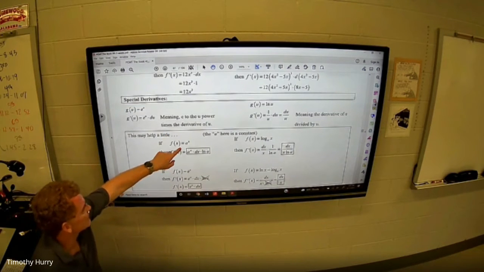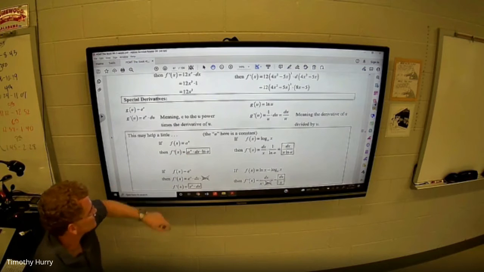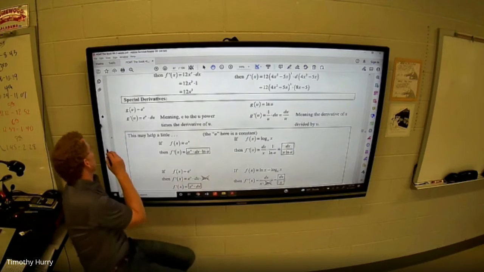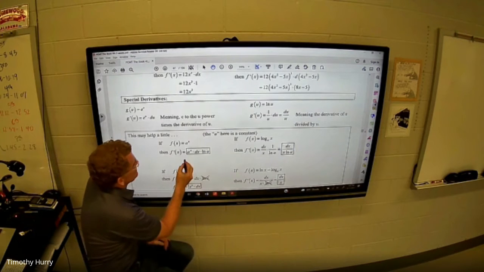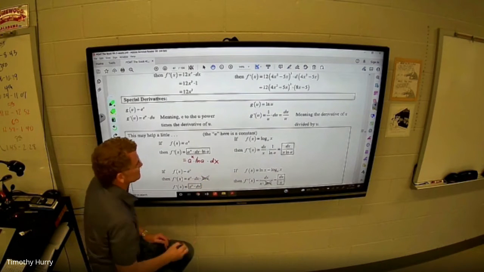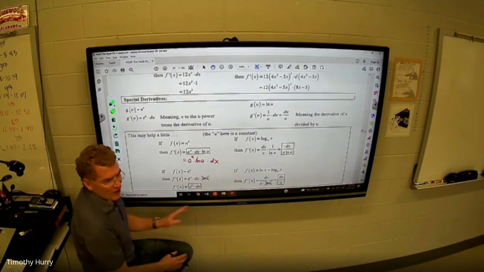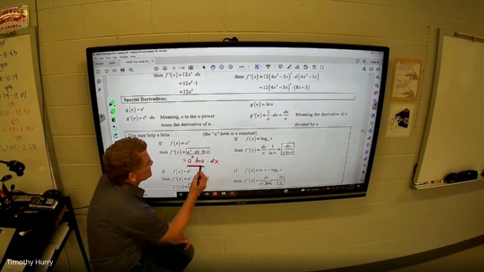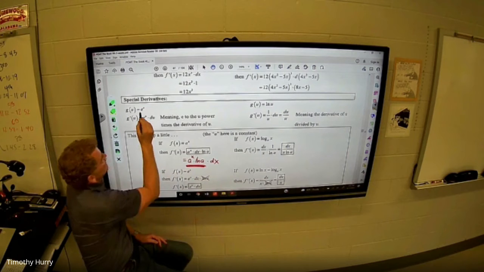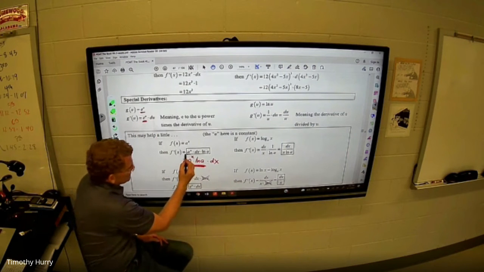Here's the rule for this. Now, I want you to look down here where I'm pointing. I want you to scribble out what I have here, and I want you to write it in a better order. This is the way I want you to write. So right here, I want you to write a to the x ln a. And then I want you to put dx.